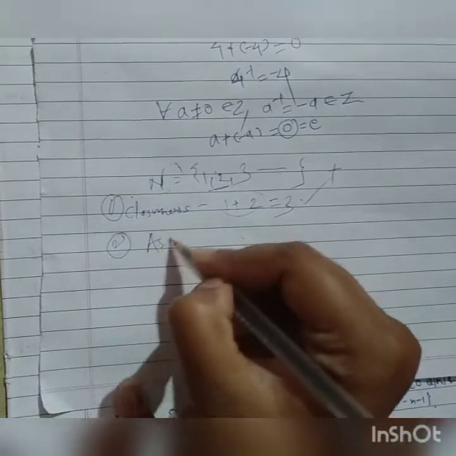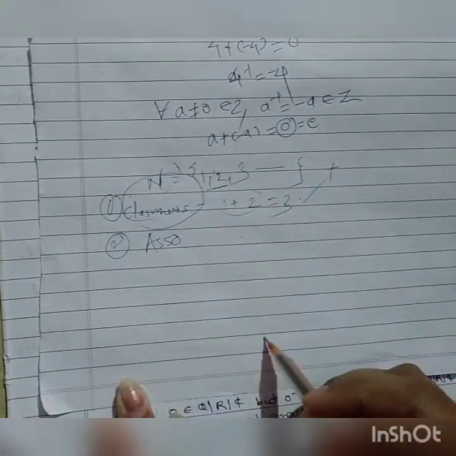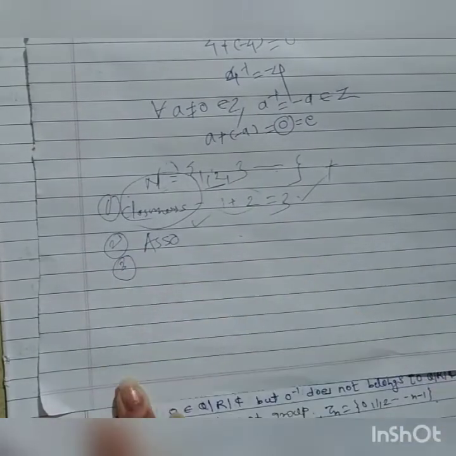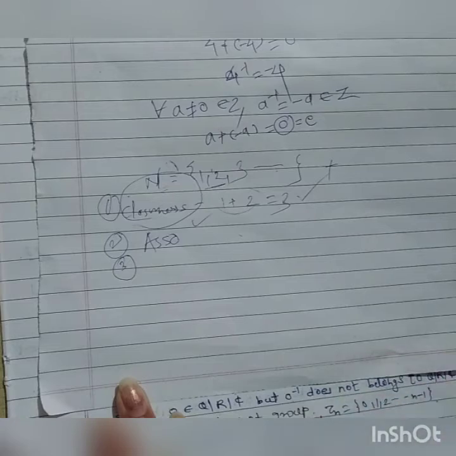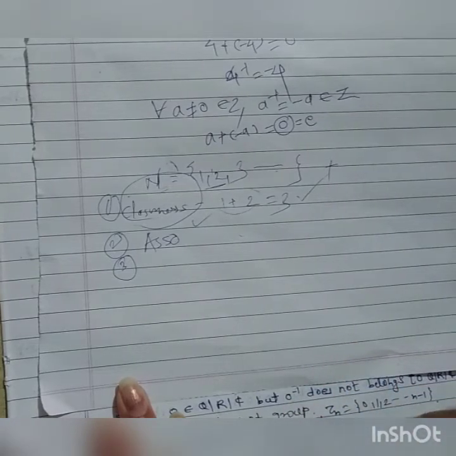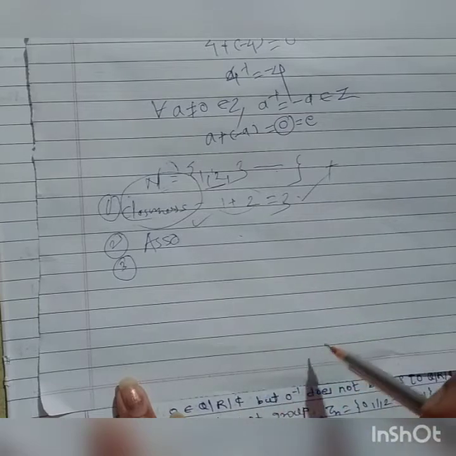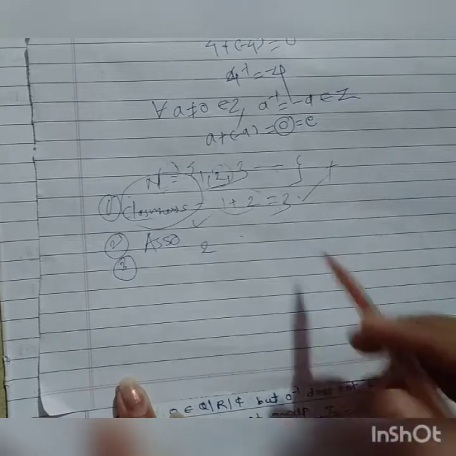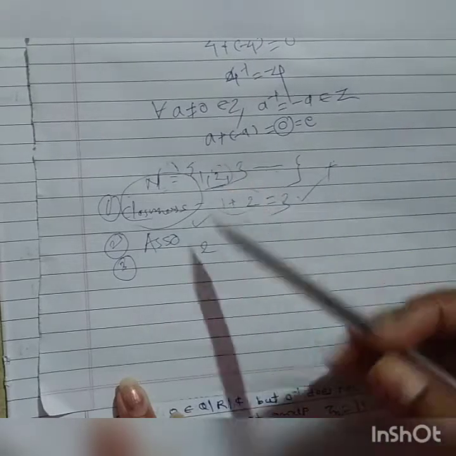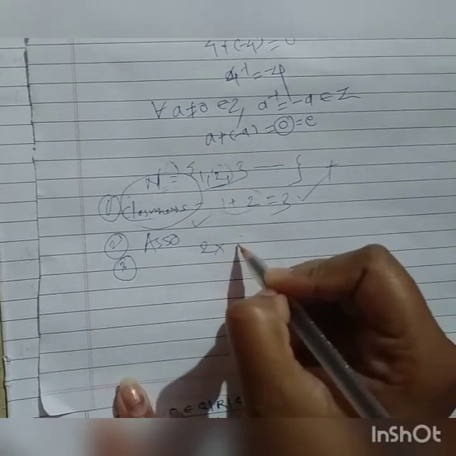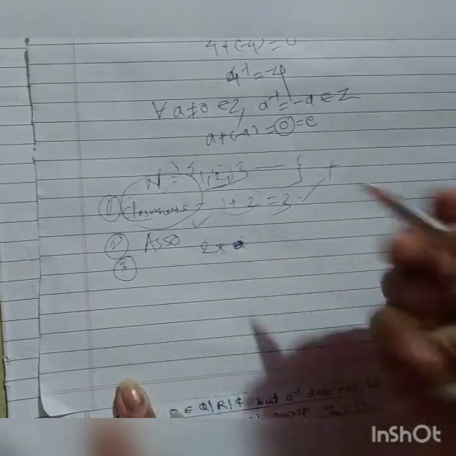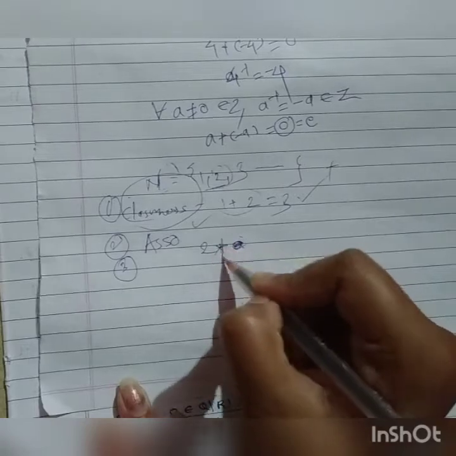Then the second property is associativity. Since closure is satisfied, associativity is also satisfied. The third property is identity. We know that for identity, we must find which element should be added so that, if we consider any element, suppose 2, the resultant element is the element itself. We have to show the existence of identity, that is A plus that element is equal to A.